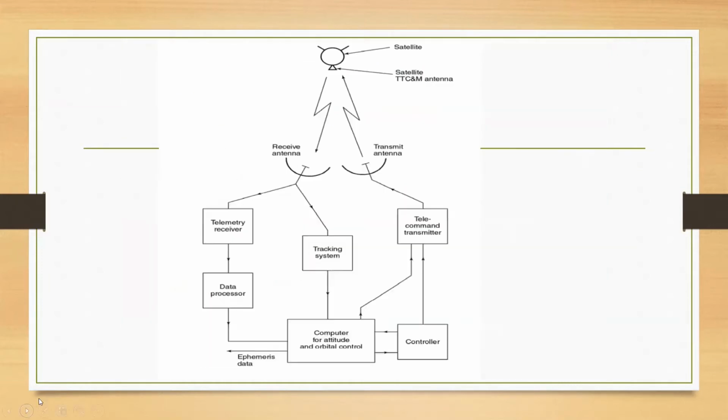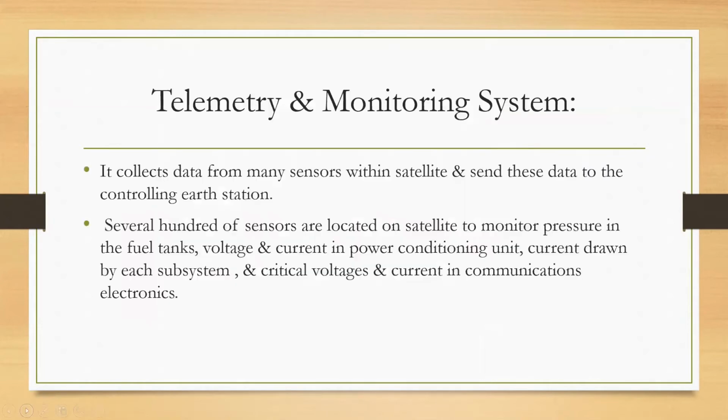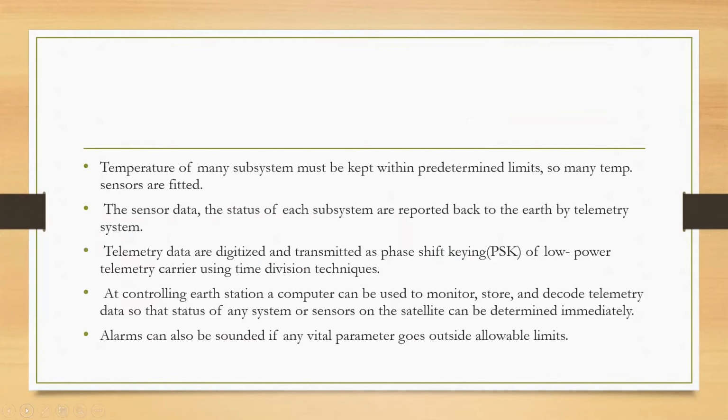Okay, this I told you. I even told you with the diagram, so it's the same representation that I have taken. The theory, as I told you: many sensors are there, several hundreds of sensors monitoring pressure, fuel, voltage, current in the power conditioning system, current drawn, critical voltages. The temperature of many subsystems must be kept within limits. All this is done by the telemetry system.